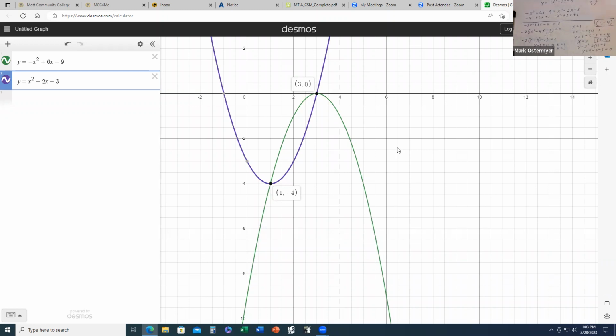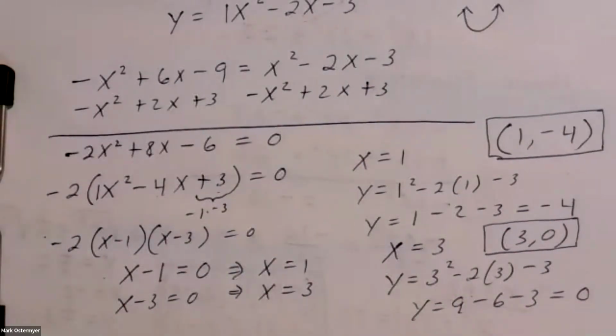All right, ladies and gentlemen, I'm going to have you do classwork. Oh, wait a minute, hold on. There's one more I need to show you. Then I'll have you do classwork. I've got to show you one like this next.